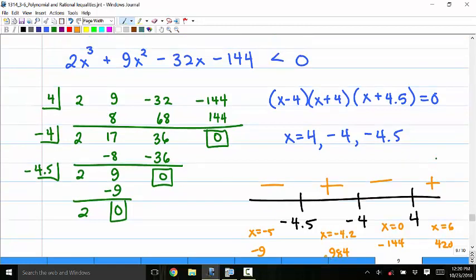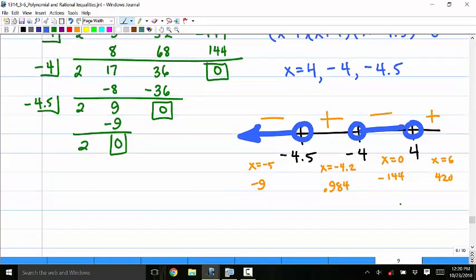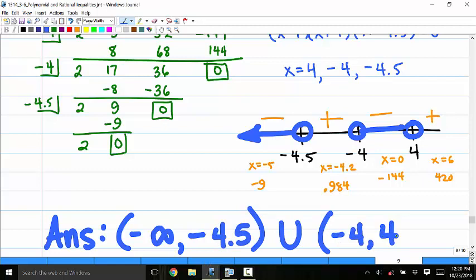Okay, back up to my inequality. I wanted less than 0. So those 3 values on my number line, should they be open or closed? They should be open. I want less than 0. So I want the negatives. My answer will be negative infinity to negative 4.5 with a parenthesis, and then from negative 4 to 4.